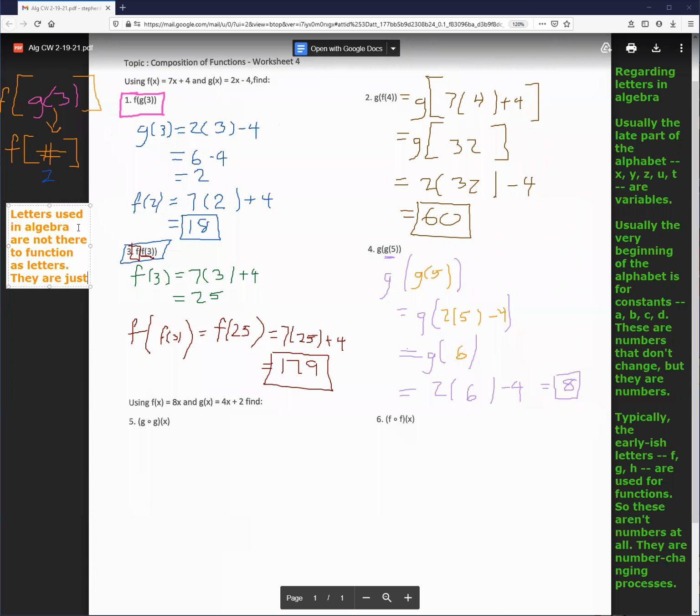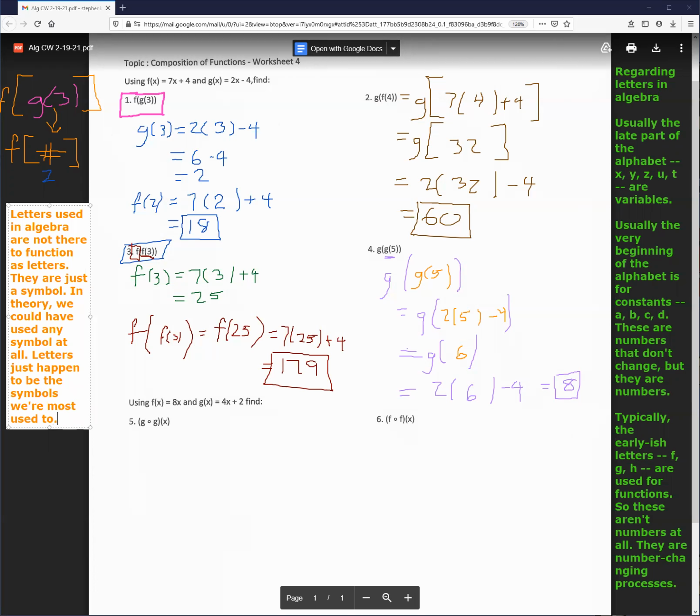They are just a symbol. In theory, we could have used any symbol. Letters just happen to be the symbols we're most used to, other than the numbers, which are obviously not something we want to use in place of other numbers. But if we wanted to, we could have used any other symbol.